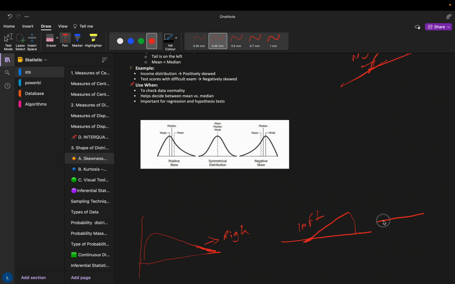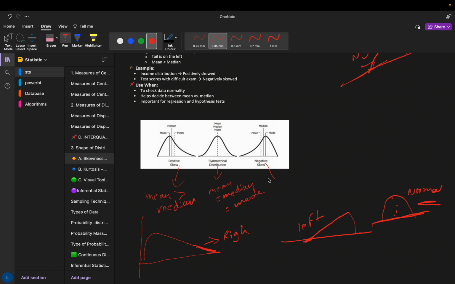But if the distribution is bell-shaped, you can call it a normal distribution or totally symmetric data. Even in the graph you can see that. Speaking about symmetric data, here mean is equal to median is equal to mode, and in positive skew you can say that our mean is always greater than median.